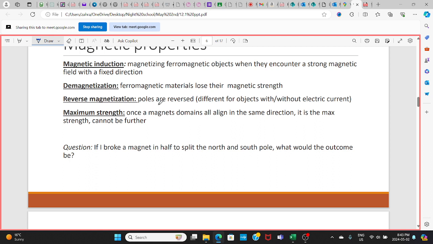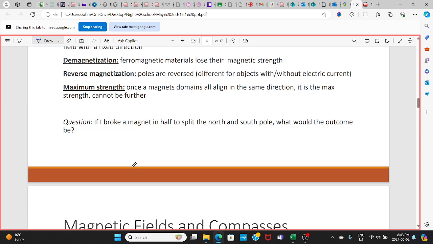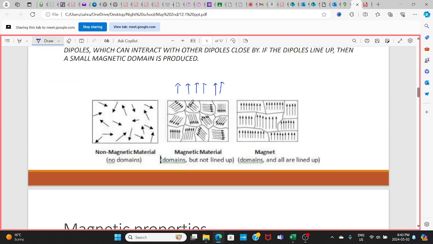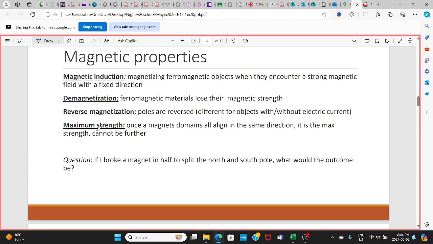So reverse magnetization: poles are reversed, different for objects with or without electric current. Okay, I'm not gonna go through this one. That's just the maximum strength. For example, if all of these domains that you see here align in one direction and become like that, the maximum strength of that magnet is reached. Just saying about that maximum strength.